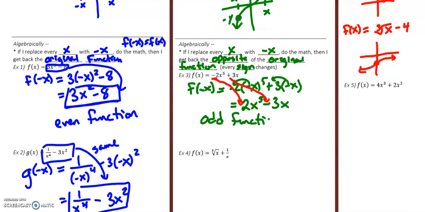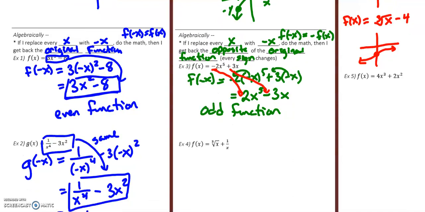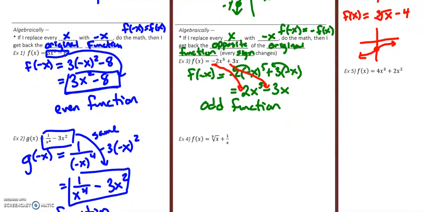It's part of that exclusive club. If I were to graph it, it would have origin symmetry. I forgot to write up here the mathematical way of writing it: f of negative x equals negative f of x, every sign changing, or the opposite of my original. So that's just a mathematical way of writing that. But the key is just to remember that every sign changes.